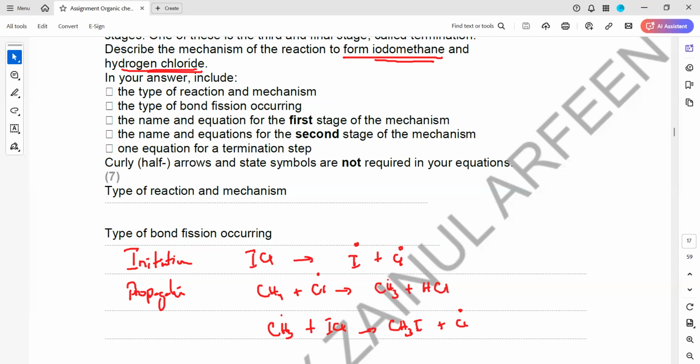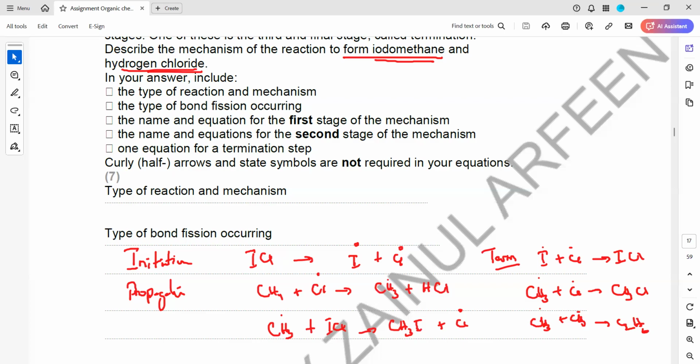And in the termination, what will happen? How will the reaction terminate? If radicals react with each other, for example, if an iodine radical reacts with a chlorine radical, it will form ICl. If a methyl radical reacts with a chlorine radical, it will form methyl chloride. And if a methyl radical reacts with another methyl radical, what will it form? It will form C2H6.